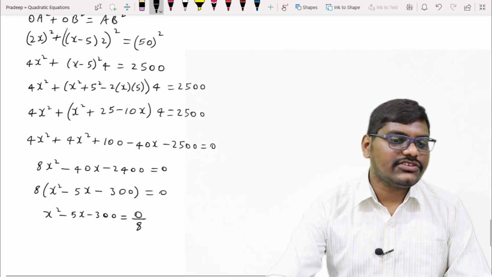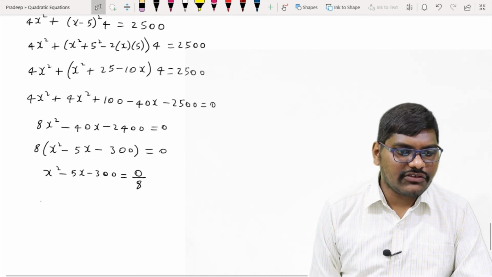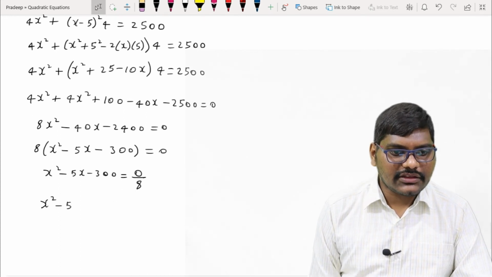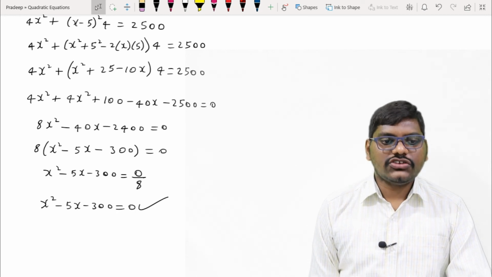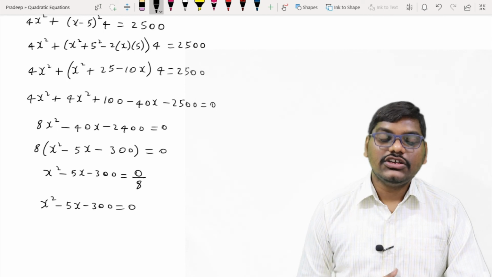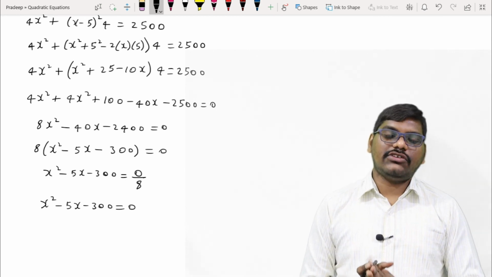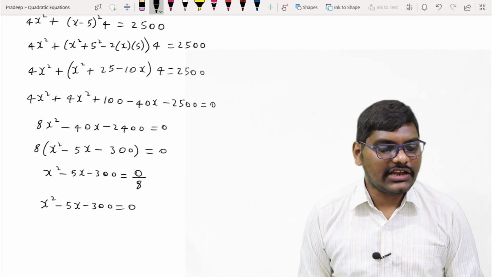So 0 by 8 is nothing but we'll be getting it as 0. So the equation will get x square minus 5x minus 300 equal to 0. So this is a quadratic equation which we got. So we should just find out the roots for this particular quadratic equation. Then we'll be getting the values which we require.